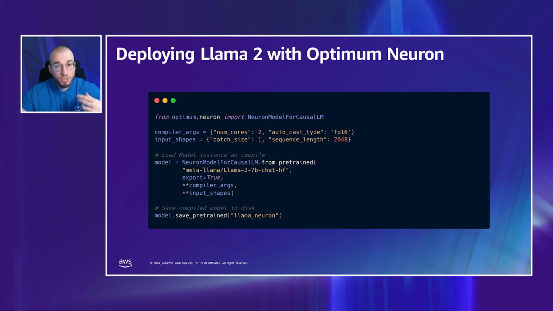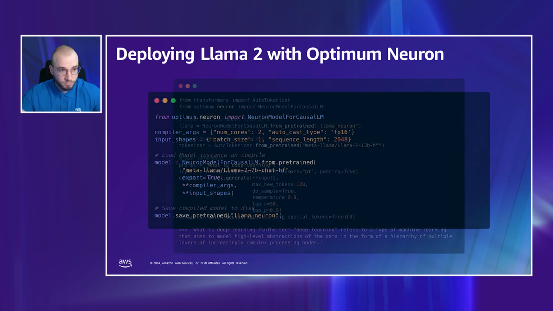This will now load the traditional transformer model, compile it to Inferentia using our compile args and input shapes. In our example code snippet, you can see here we are loading the official Llama 2 chat 7b from Meta, exporting it with our compile arguments and input shapes, and then we are saving the model to disk into a Llama neuron repository where we can then load the model again. But also after compilation, you could directly use it to generate new text.